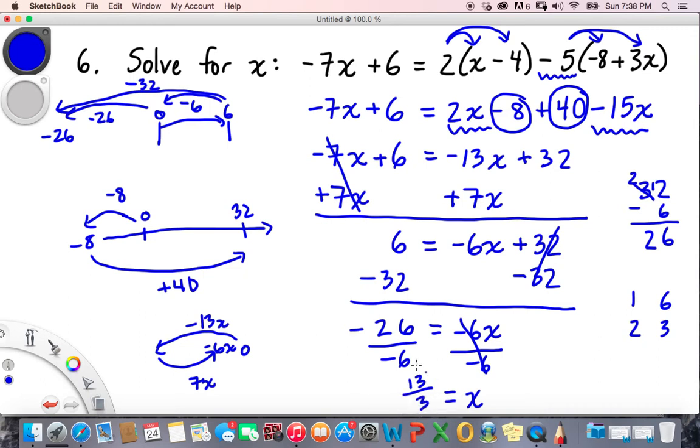Do not turn any of your solutions into mixed numbers, particularly on your EOC. As you go through math, you'll realize that usually you just like to leave things as improper fractions instead of writing them as mixed numbers. It wouldn't be wrong to write it as a mixed number, but on the end of course exam, you'll be given instructions that say leave all fractions as improper fractions. So the answer to this equation is going to come out to be x equals 13 divided by 3.